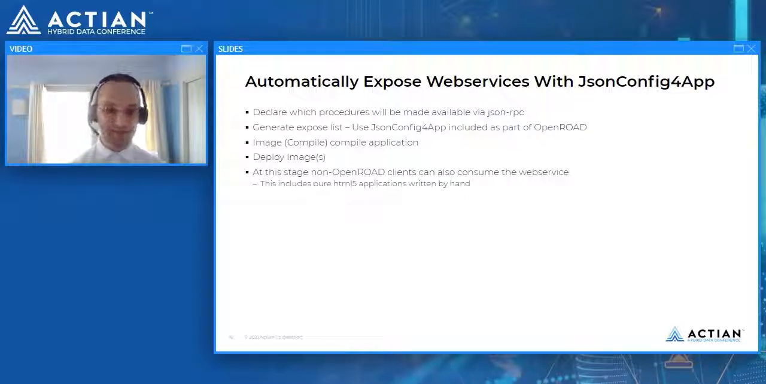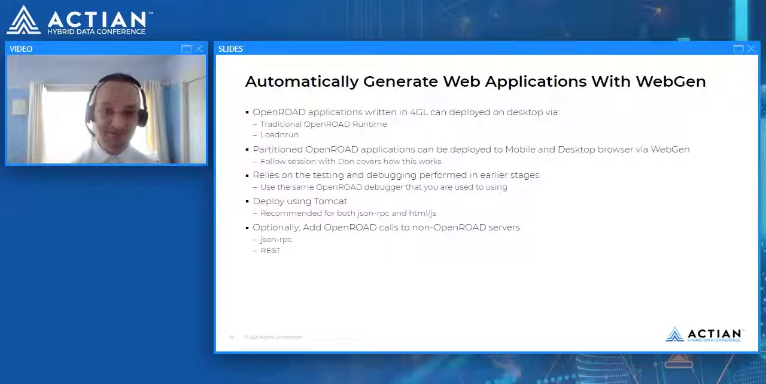So that might be a web application that your team and a separate team uses, or it might even be a pure web browser-based application that's written by hand. However, you don't need to write web applications by hand if you're an OpenROAD developer, because with OpenROAD WebGen in 11.2, you can take your partitioned applications, compile them to HTML and JavaScript, and deploy to your desktop browsers, mobile web browsers. There's a follow-on session from Don who covers how this works and how to do that.